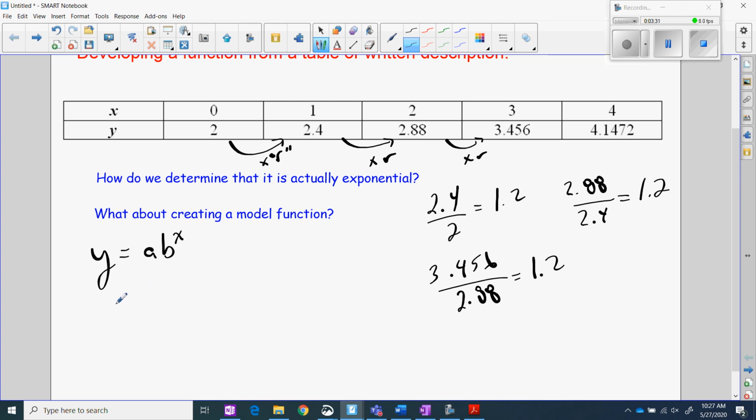Well, in this one, the a, the number in front here, is always what we call the initial amount, or your starting amount. So in this case, in the beginning, when x was 0, this function started at 2. So this would be your starting amount, the 2. So if I'm going to create a function here to model this data, y would equal 2 as your a value.